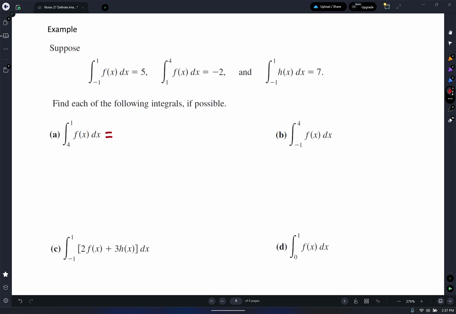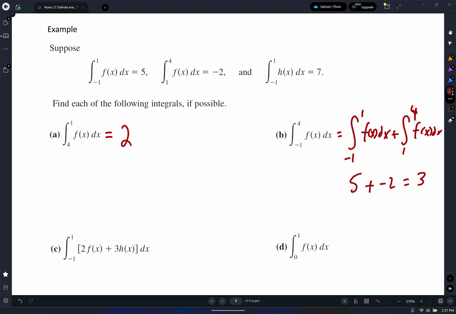Here we go. Area under the curve from 4 to 1, can I do that? Yes. What is it? 2. That's it. This one says area under the f of x curve from negative 1 to 4. Can I do that? Yes, you're going to have to go from negative 1 to 1, and then wherever this one stops, the other one better begin. So 1 to 4. Do you guys see what we did? So that's a 4 there. So that's going to be, let's see, 5 plus negative 2. So it's going to be 3.